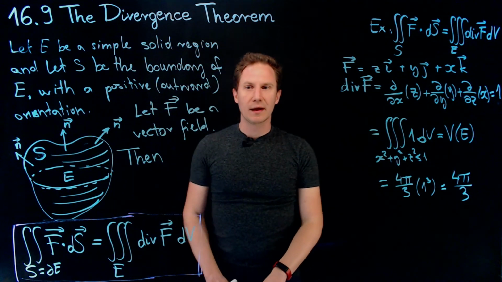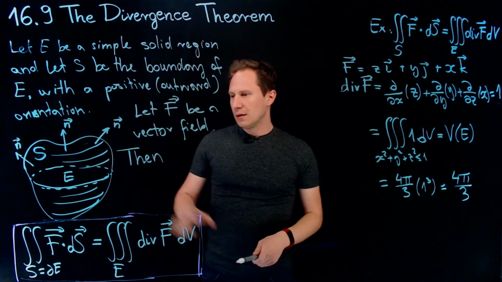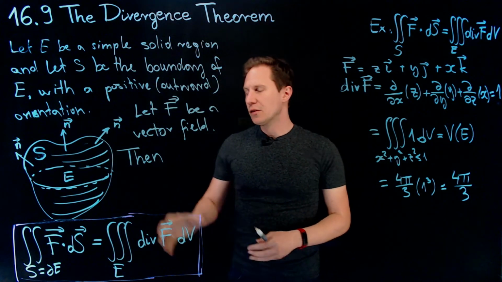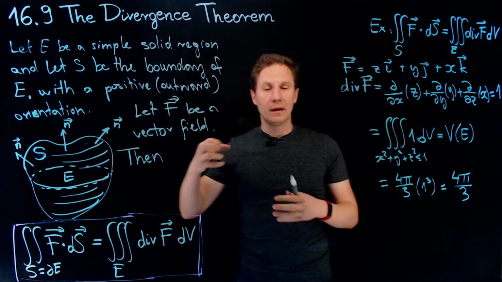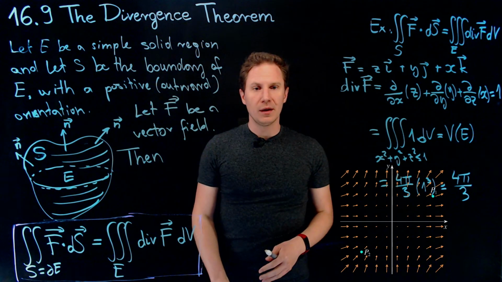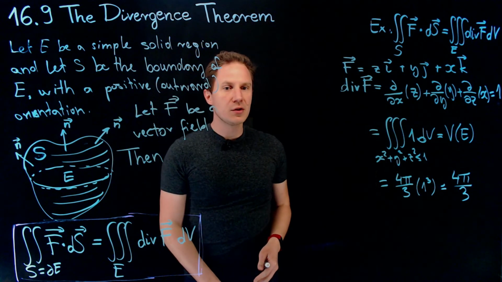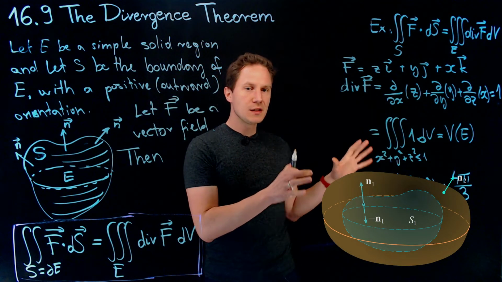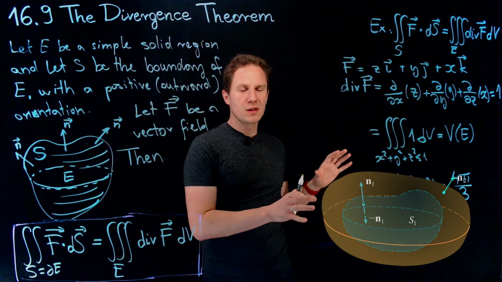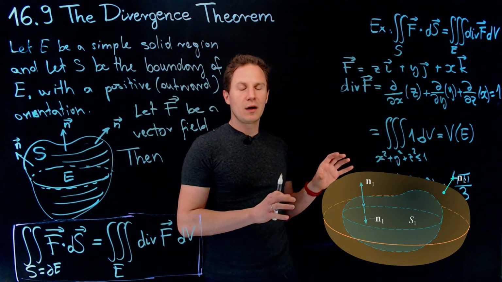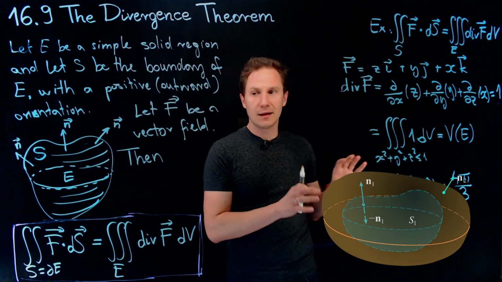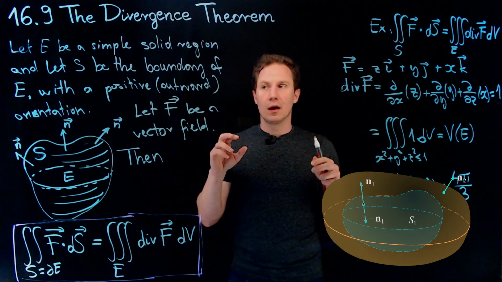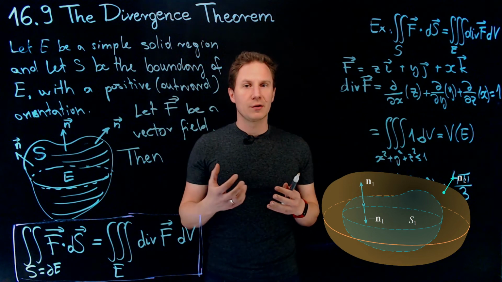Okay, so that was a quick example. Now, what if this solid region has a hole in the middle? So what if the solid region looks something like this, where you have two surfaces, and in between the two surfaces, that's the solid region we are interested in, and that's our solid region. How should we choose this outward oriented normal vector then?